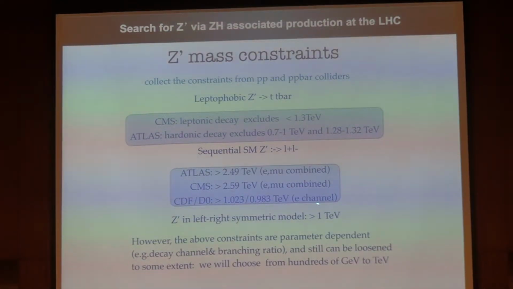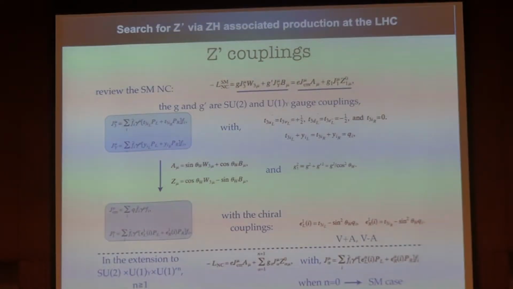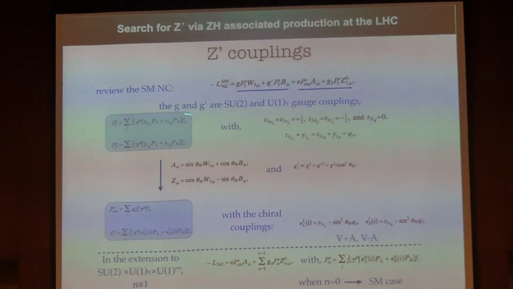They are very model dependent and parameter dependent. For example, if we change the search channel and the branching ratio, then the mass constraints can be loosened to some extent. So in the following discussion, we will choose Z prime mass from hundreds of GeV to a few TeV. Then we consider how the Z prime couples to other particles.